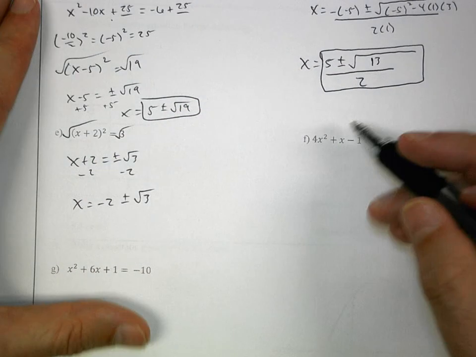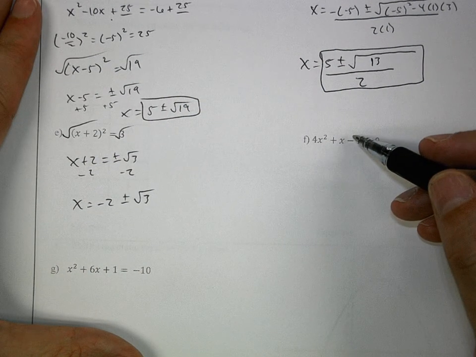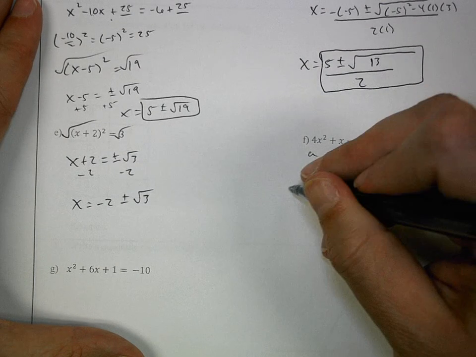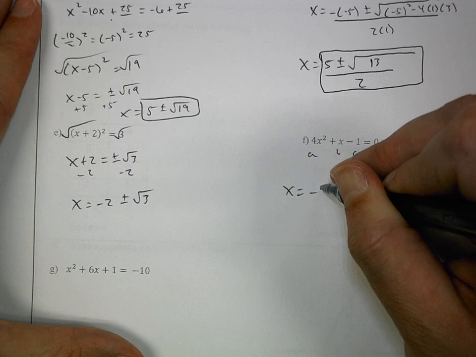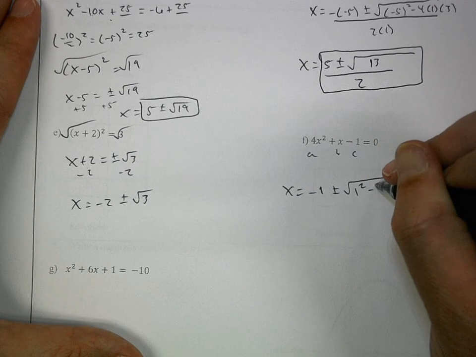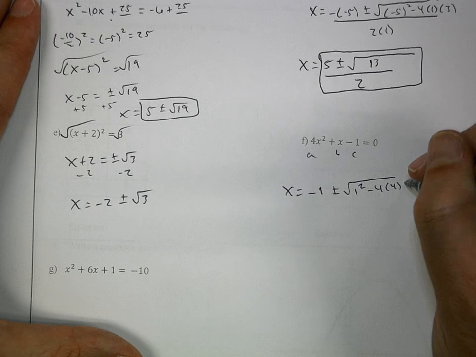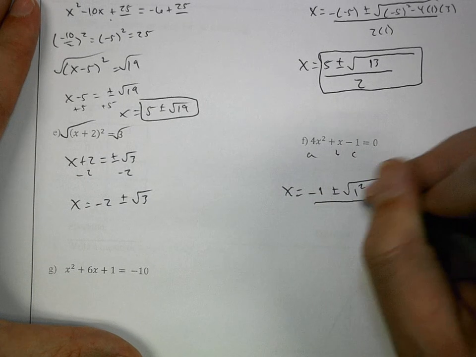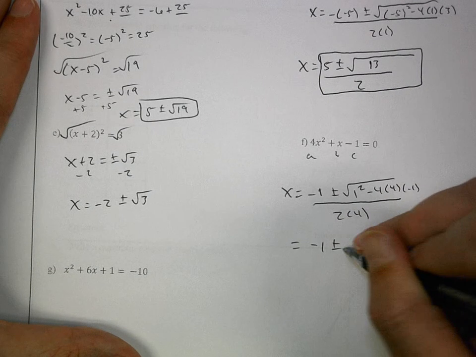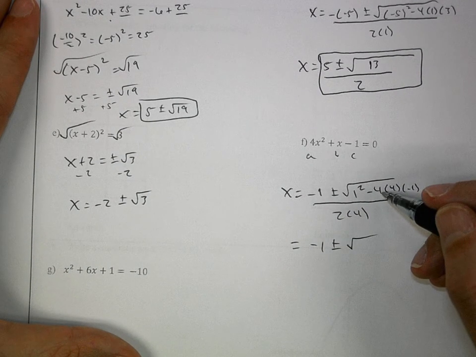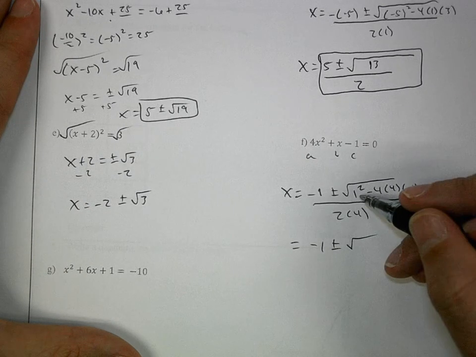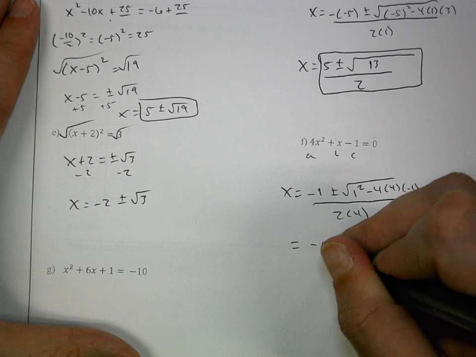For this one, let's go ahead and do the quadratic formula. A, B, C. X equals negative b, so negative 1, plus or minus the square root of 1 squared minus 4 times a times c, all over 2a. That's negative 1 plus or minus the square root. Negative 4 times 4 is negative 16 times negative 1 is positive 16. 1 plus 16 is 17 all over 8. That's as simple as we can get.